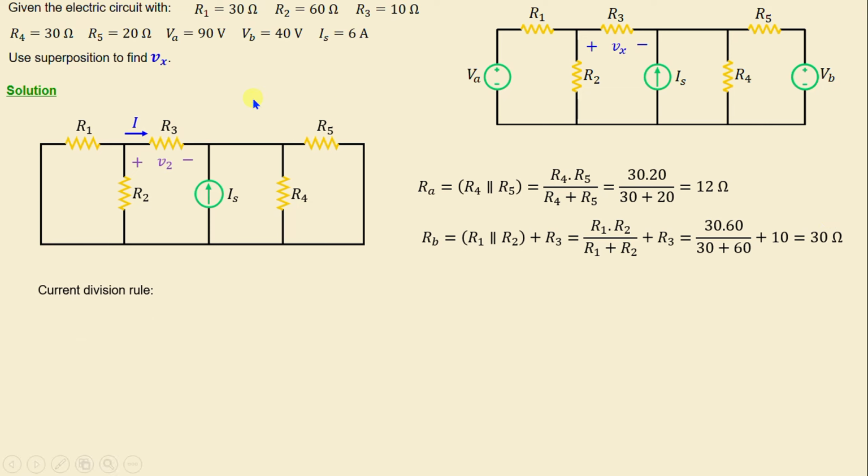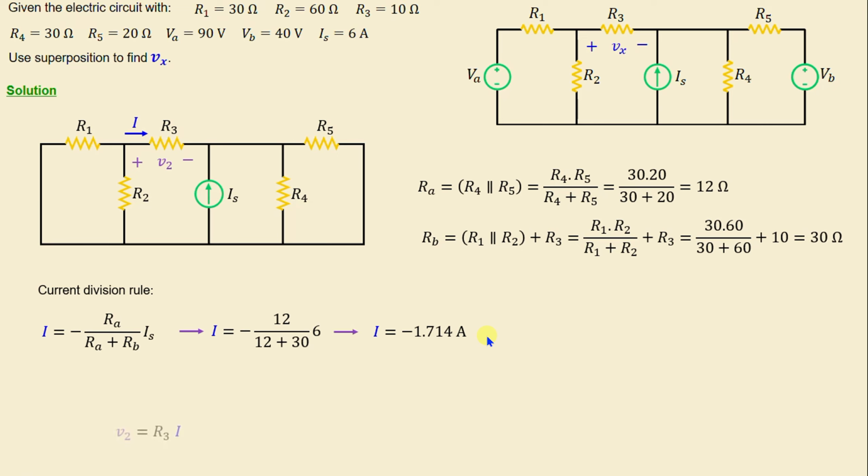In order to calculate the current I, I'm going to use the current division rule. That means I is equal to negative RA over RA plus RB times IS. And if we replace the resistors and the current with their numerical values, we obtain IA is equal to negative 1.714 amps.